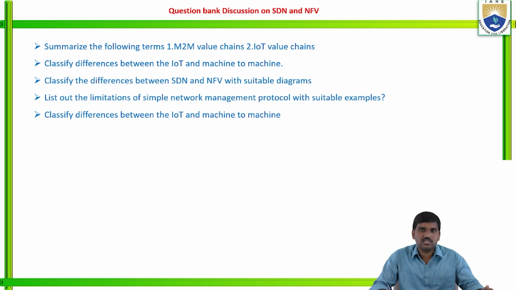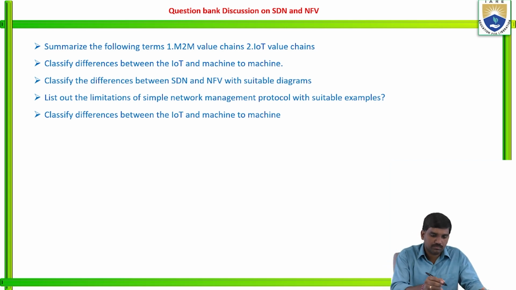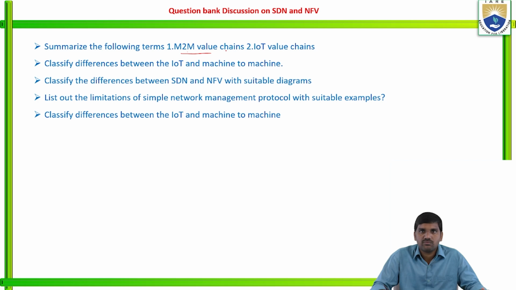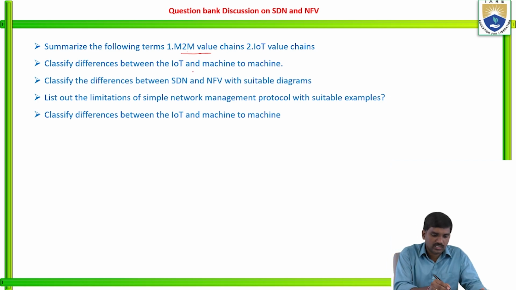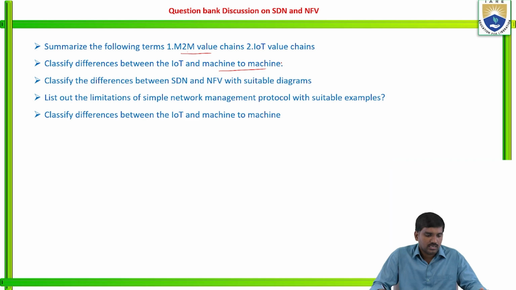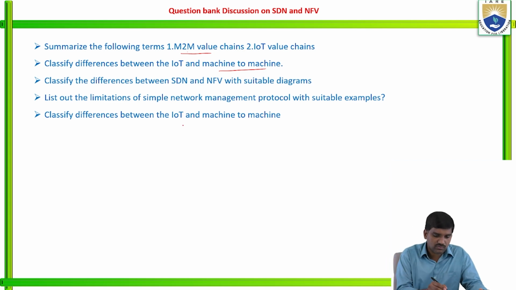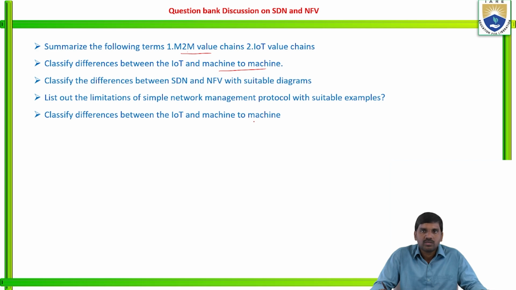Here are some questions that will be available in the question bank. Summarize the following terms: M2M, machine to machine value chain, and IoT value chain, and classify the differences between IoT and machine to machine. Classify the differences between software defined networking and network function virtualization, and list out the limitations of simple network management protocol, SNMP, with suitable examples. These are some of the question bank questions that will be discussed in this lecture.